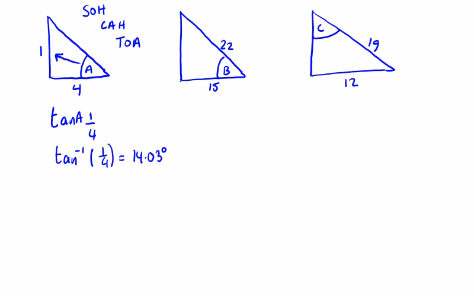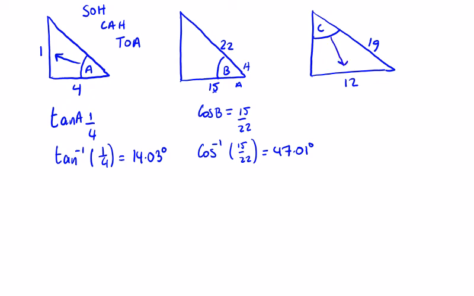This one here, you can see, what have we got? We have H and A touch off the angle, so you can see clearly we're going to use cos. The cos of B is equal to 15 over 22. So the inverse cos of 15 over 22 is equal to 47.01 degrees.